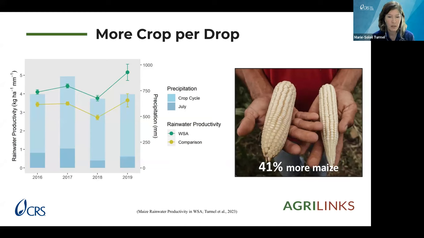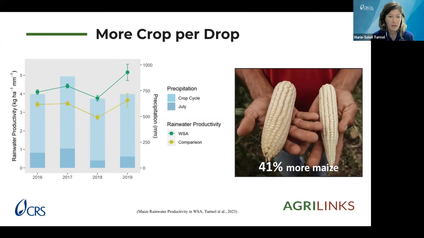So this really means that these systems with WSA are higher in productivity. Maize yields on average across the monitoring period were 41% higher. Bean yields were also 37% higher. And it's really interesting to note that with these practices, we're getting closer to what's considered the rain-fed yield potential for the region, even in these smallholder systems.